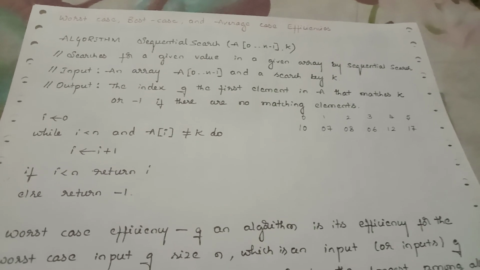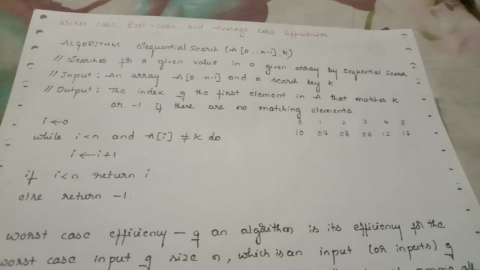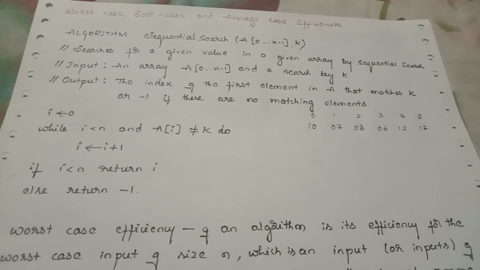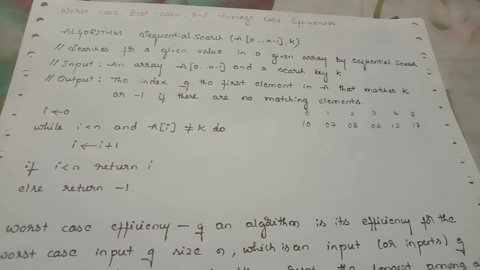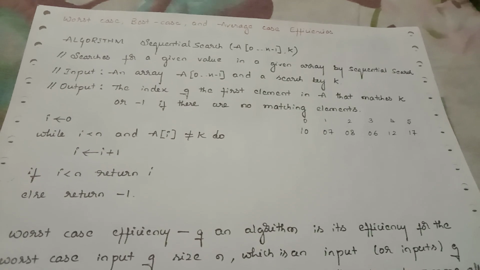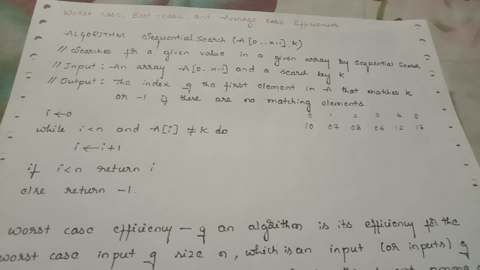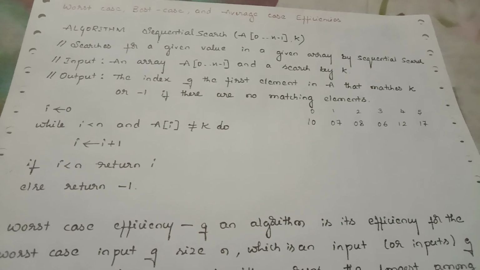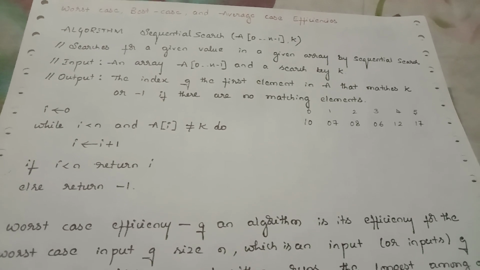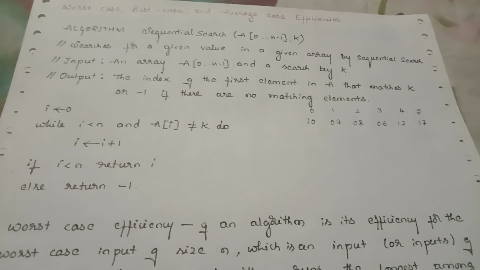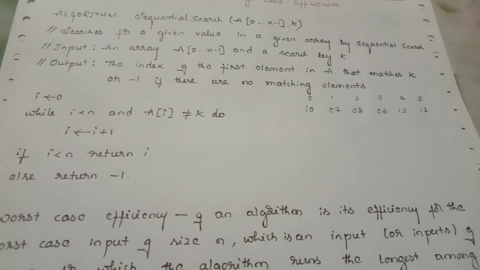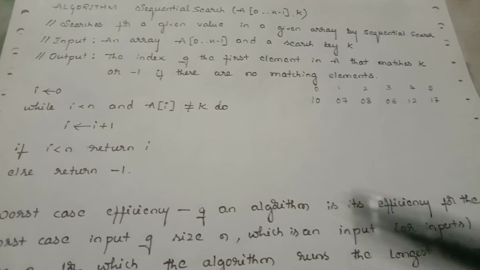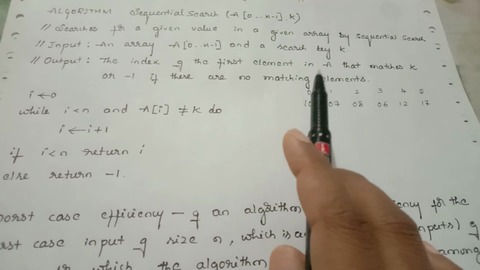The aim of the algorithm is to search for a given value in a given array by sequential search. The input is an array A indexed from 0 to n minus 1, and a search key that is called k. The output is the index of the first element in A that matches k, or minus 1 if there are no matching elements. So you can see here, it is the first element in A.